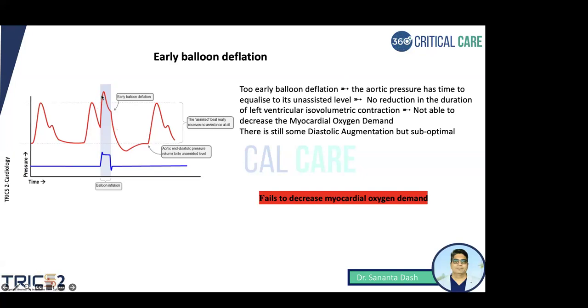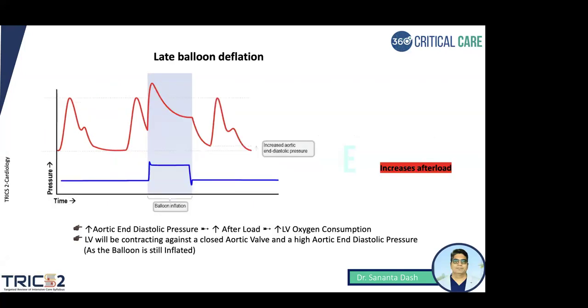But there is still some diastolic filling because you have augmented diastole there. It inflates at the right time, so you'll get some coronary perfusion. But as it deflates early, the left ventricular isovolumetric contraction phase is not decreased. It remains the same, and the oxygen usage or demand remains the same.